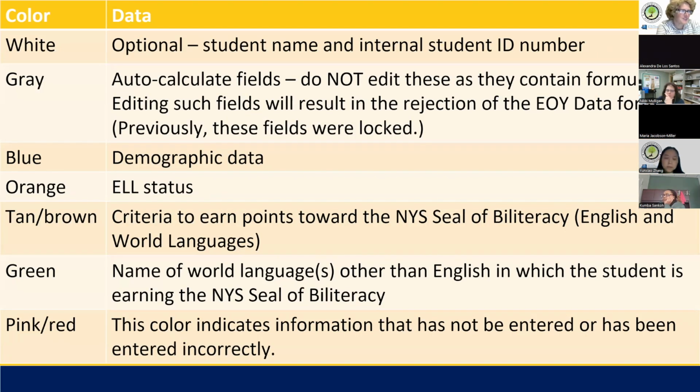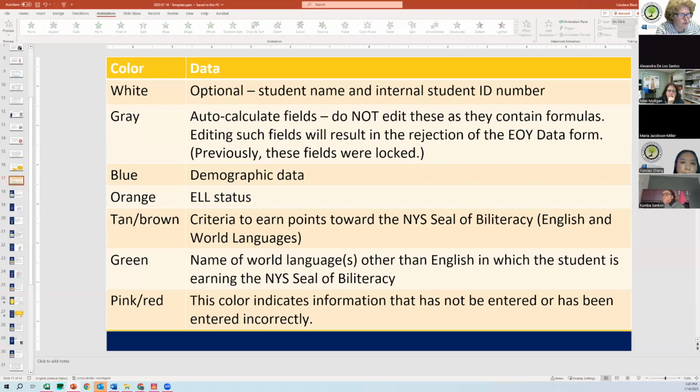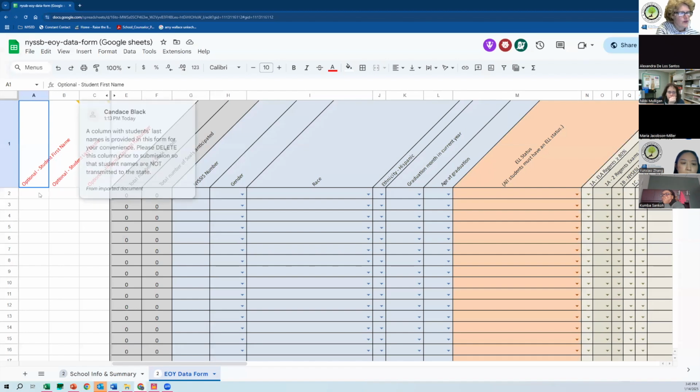And let's talk about the color coding really quick. Now, the color coding has not changed. It is the same as last time, but this is a helpful sheet to have so that you know. So there are 3 white columns, and we'll go in order. Those 3 white columns are optional columns where you can put the student name and any internal student ID number. So I'm going to escape and go back to that form so that you can actually see what those look like. So over here, these first 3 columns have the word optional in red.